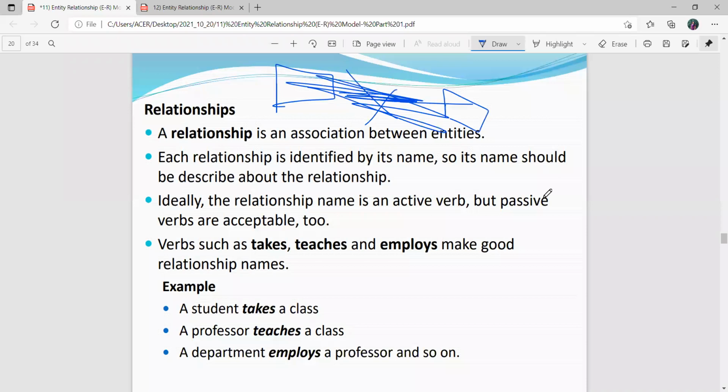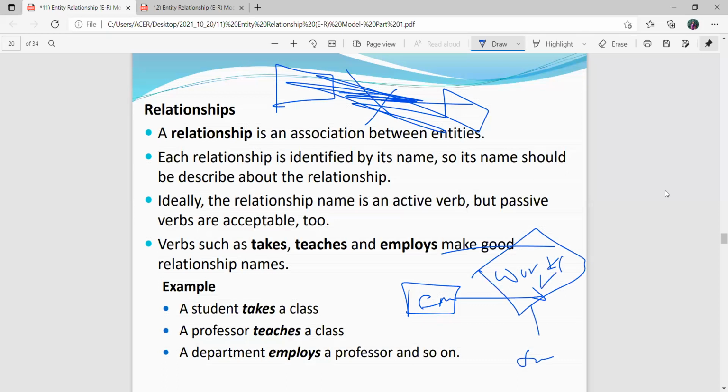So when we represent a relationship in our ER diagram, you can use an active verb or a passive verb to denote this relationship. So, employee works for department. This relationship should be a verb. You can use the verb to denote the relationship. You can use nouns to denote the entities.